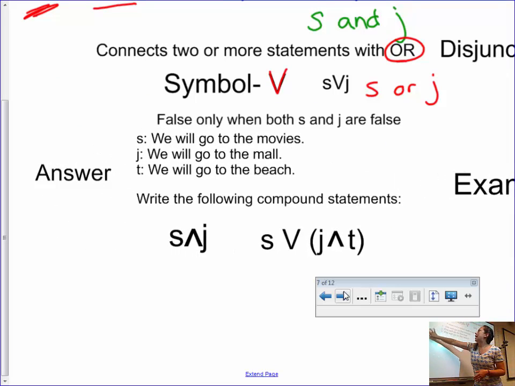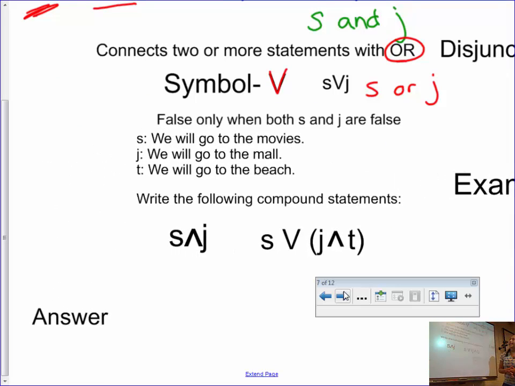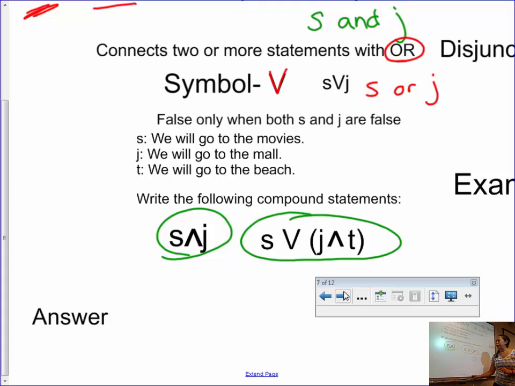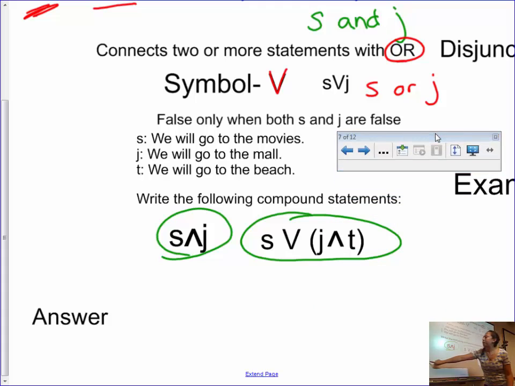All right, let's do an example to make this make a little bit more sense. I've got three statements going on up here, S, J, and T. S says we will go to the movies, J will go to the mall, T will go to the beach. What I want you to do is interpret each of these. I'm not going to read it out loud because I want you to take a second to figure it out, and interpret this and see if you can come up with a sentence for each one of those scenarios. Okay, pause it and do that now. We'll go over the answer in just a second.